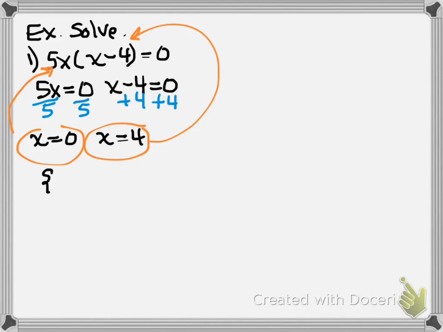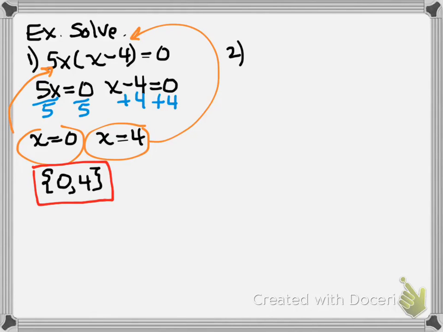So my answers get written this way. Braces, 0, comma, 4. Close braces. It does not matter the order of the values in your solution. As long as you have both solutions, that's all that matters. Okay?